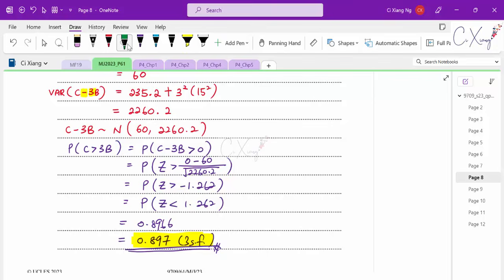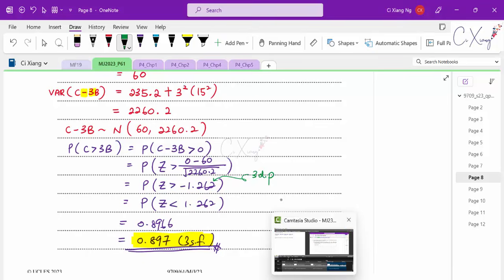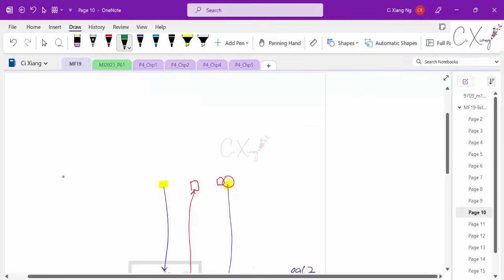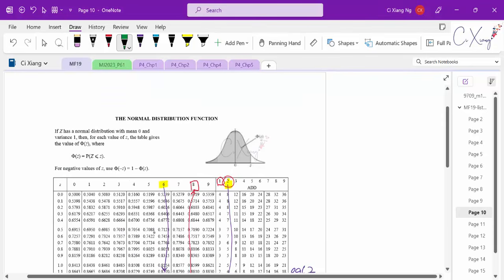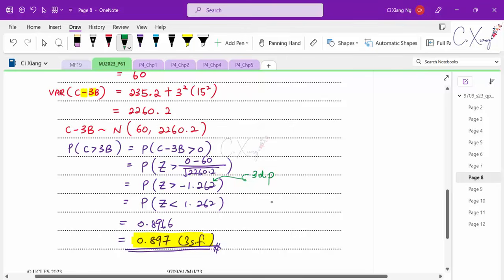Another small reminder: when you calculate the probability, for the value of Z here, please make sure you show your answer correct to 3 decimal places. Because for the normal distribution table, we can find the probability for Z up to 3 decimal places. Therefore, during the calculation in this part for Z, we also keep it to 3 decimal places so that we won't miss out any possible area of the result. Okay, so this is how we answer question number 5.